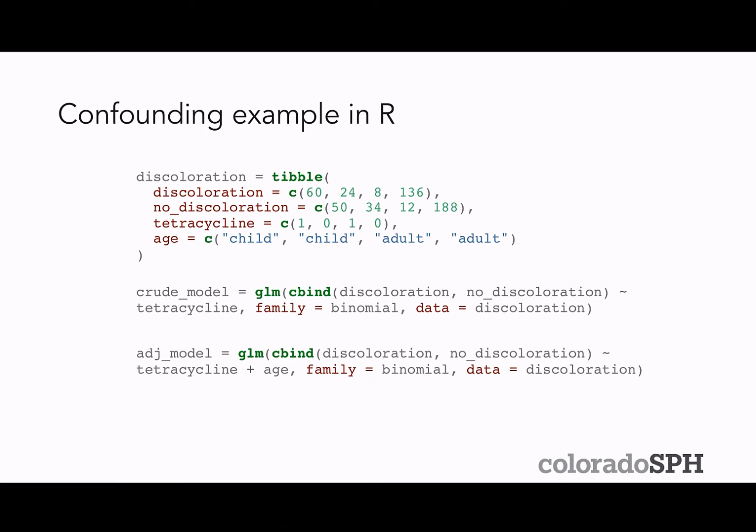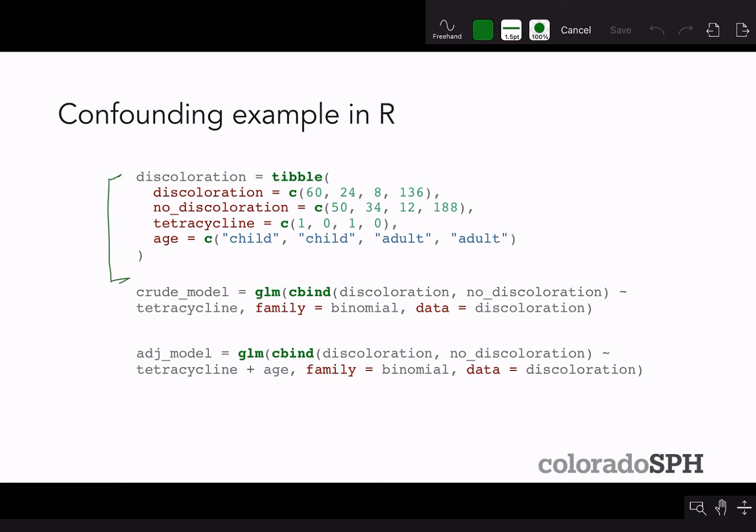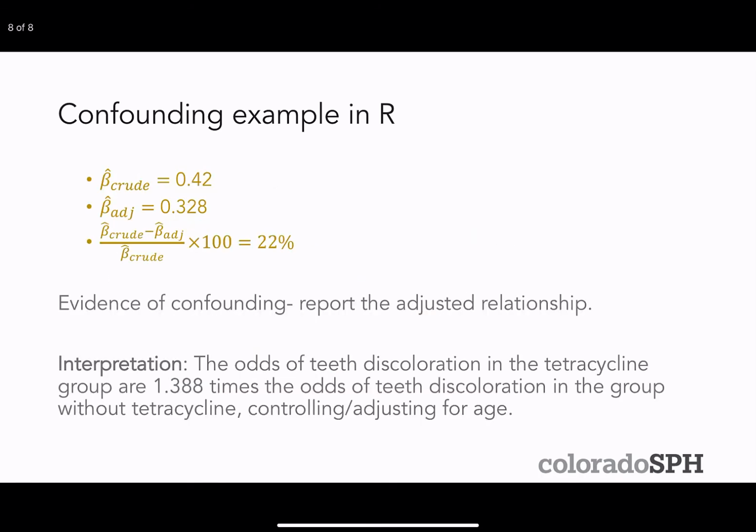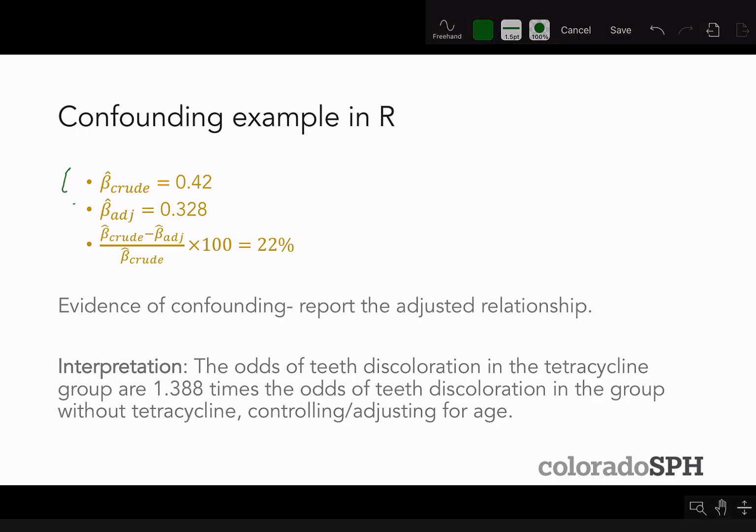To run that in R, the code is printed here. First, you have to define your data. Then you define your model. Here I have the outcome as discoloration, and the crude model only has tetracycline as a covariate, whereas the adjusted model has tetracycline and age as covariates. Using that model and the beta estimates, we get that beta hat crude is 0.42 and beta hat adjusted is 0.328. Then you can calculate the percent difference. I'm using the biostatistician criteria here, and I calculate a difference of 22%.